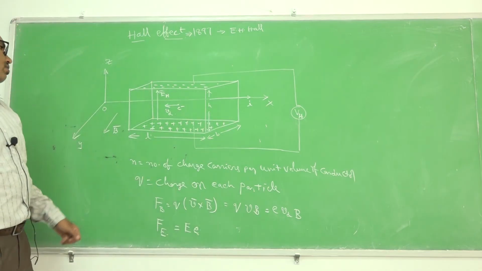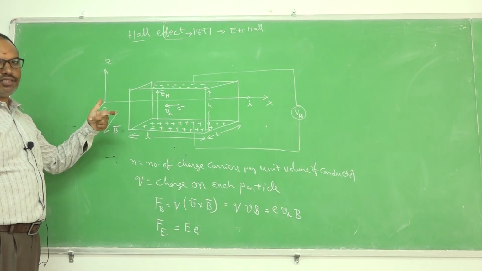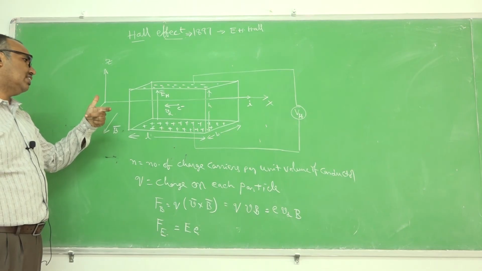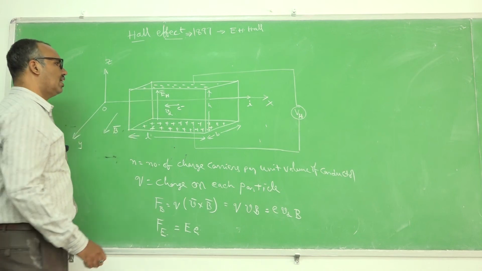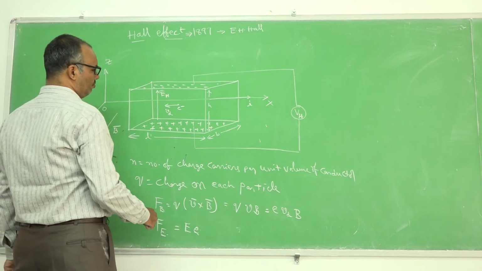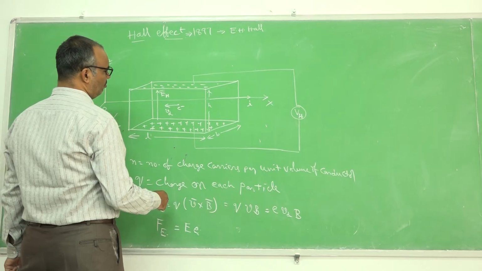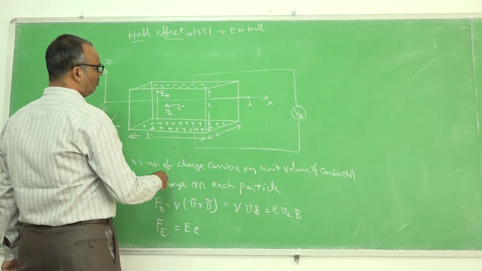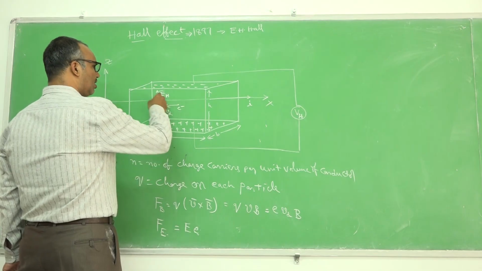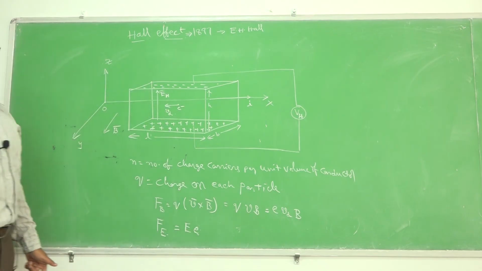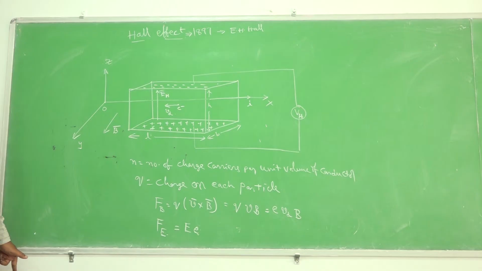For example, as the magnetic field is like this, the electron experiences force in this direction, so it has to go like this. Because of the electric field, it has to go in a parabolic path. Both are balancing with one another.